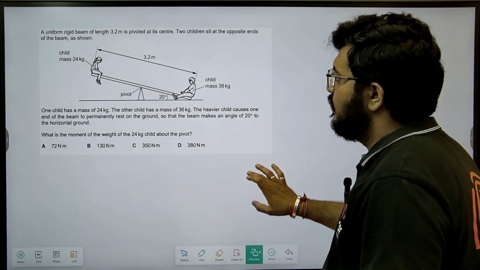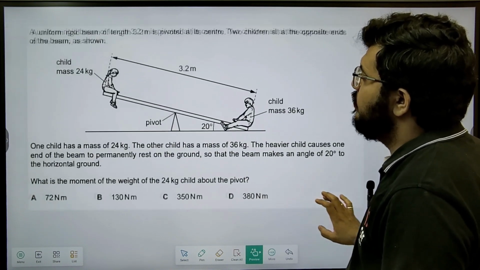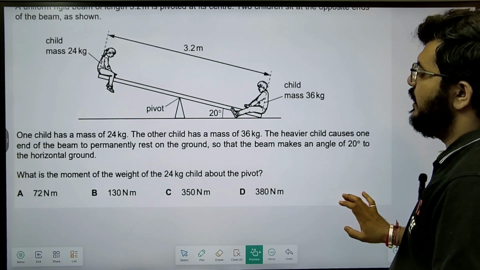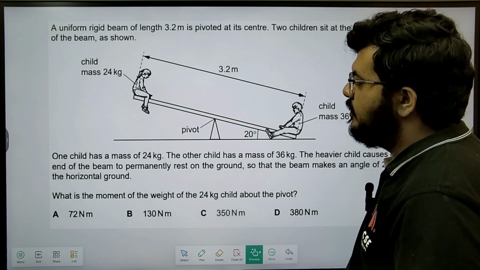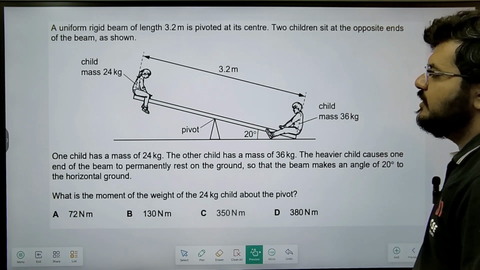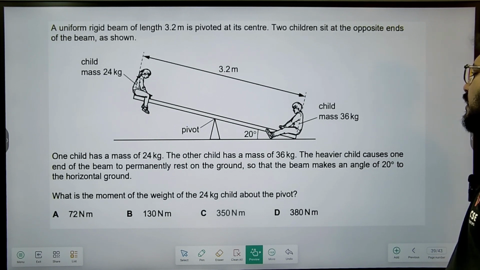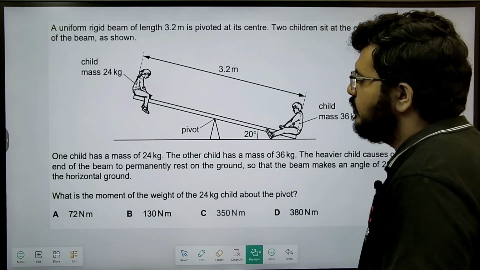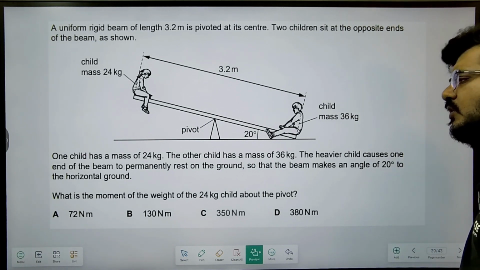Then we have a uniform rigid beam of length 3.2 meter pivoted at its center. Two children sit on the opposite sides of the beam as shown. One child is of mass 24, the other is of mass 36. The heavier child causes one end of the beam to permanently rest on the ground so that the beam makes an angle of 20 degree to the horizontal ground.